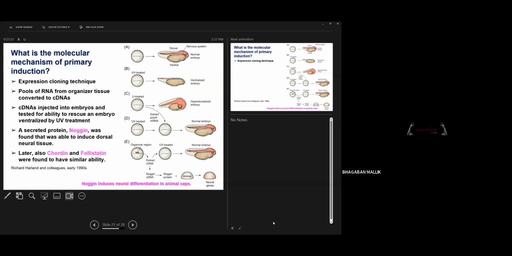Later, another group of people also found that it is not only noggin; chordin or follistatin also have a similar ability to induce neural tissue. So if I summarize, from the dorsal blastopore lip, it develops into different layers. It develops into mesoderm, and then mesoderm gives signals to the ectoderm. Those signals are noggin, chordin or follistatin, which specifically form the nervous tissue in the amphibian embryo.